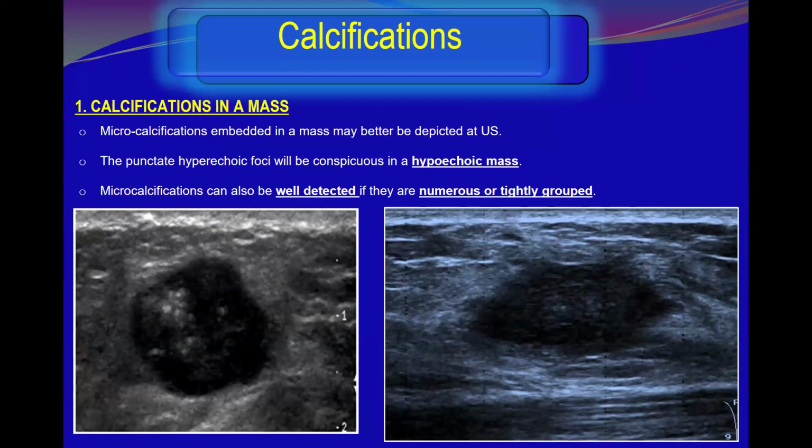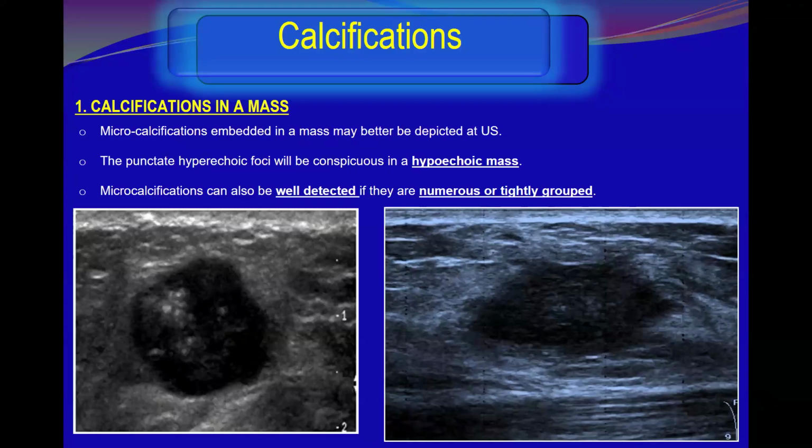Microcalcification embedded in a mass may be better depicted at ultrasound. If the calcification is embedded in a mass, it will be easier to visualize, especially if the mass is hypoechoic, as it will give background contrast. As in this case here, faint flecks of microcalcification could be appreciated, because they are contrasted by the background hypoechoic underlying mass.